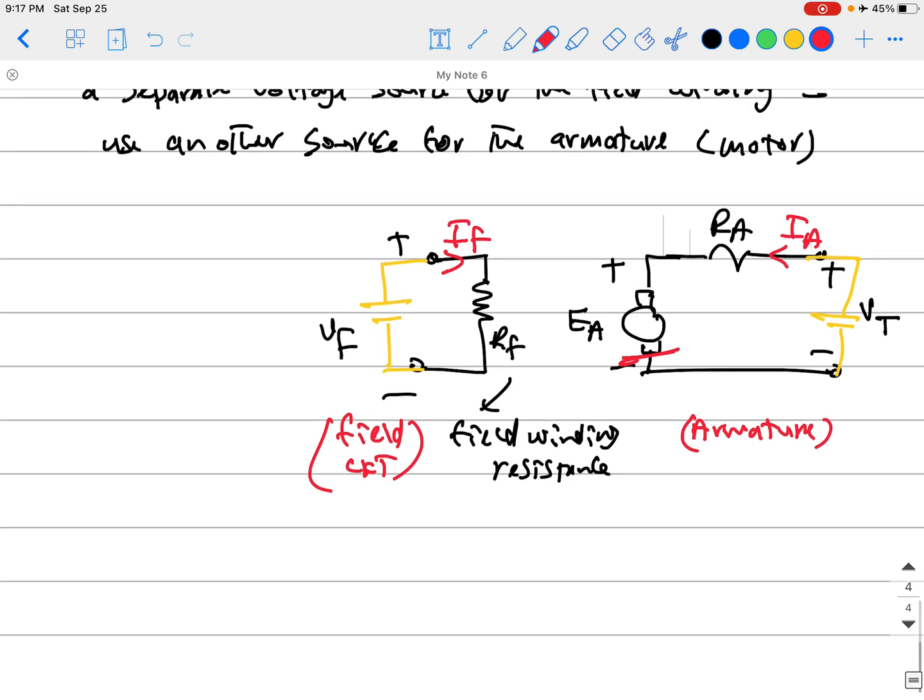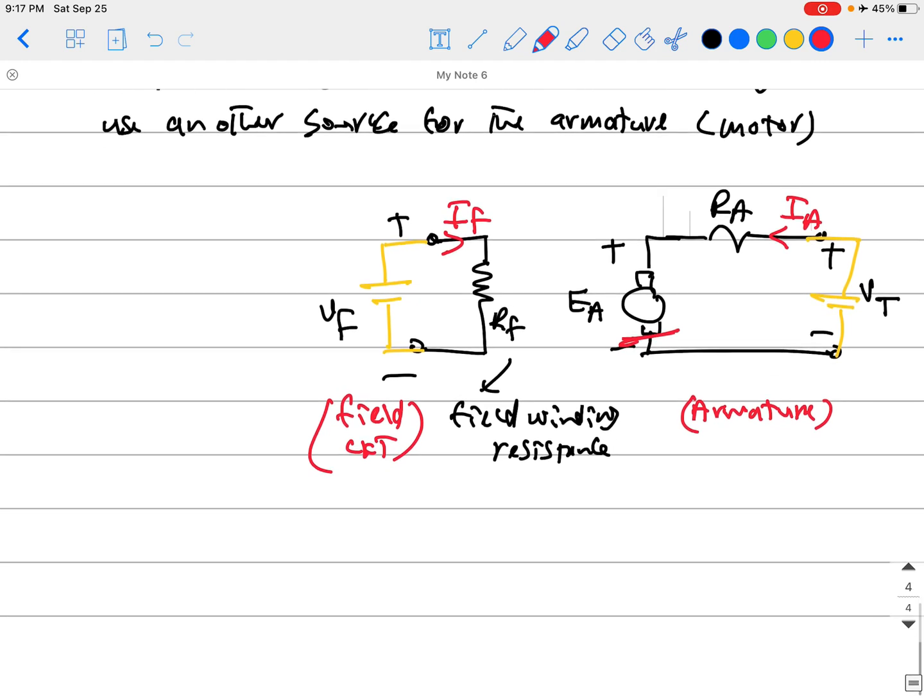So that is how you model both of them. That is the armature circuit on the right hand side, and that is the field circuit on the left hand side. And because you're talking about a separately excited machine, you have two different sources like you see here. What are the advantages of this? Everything has pros and cons.